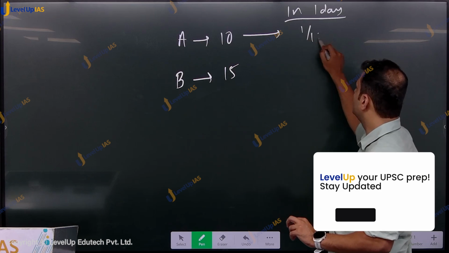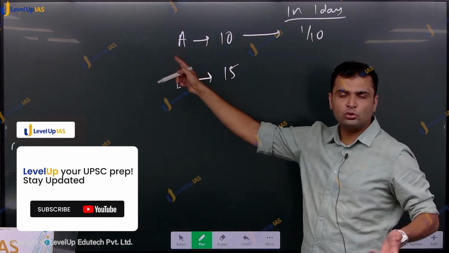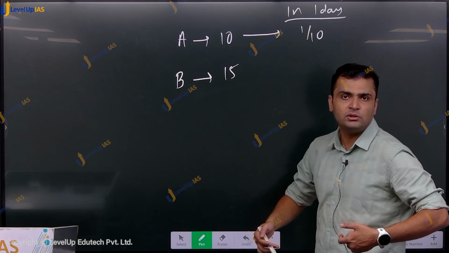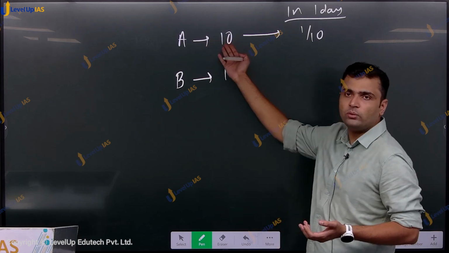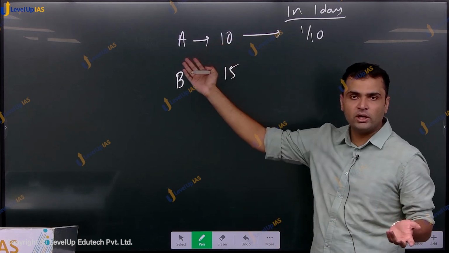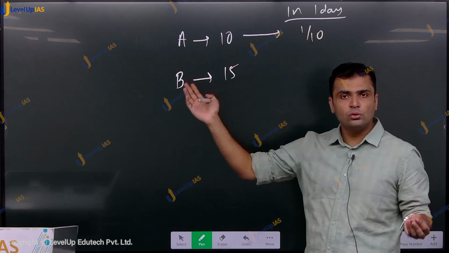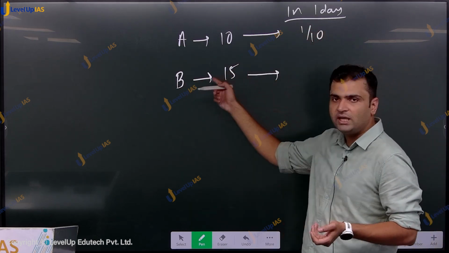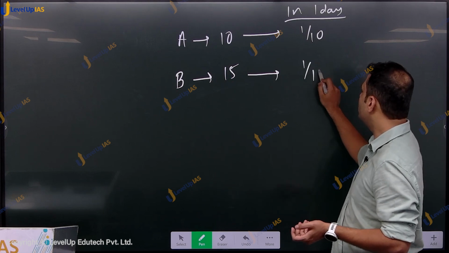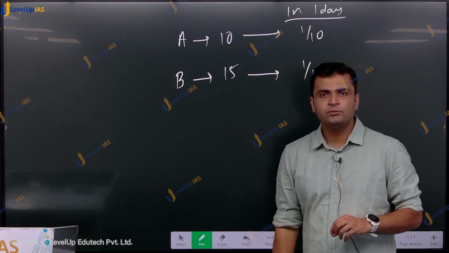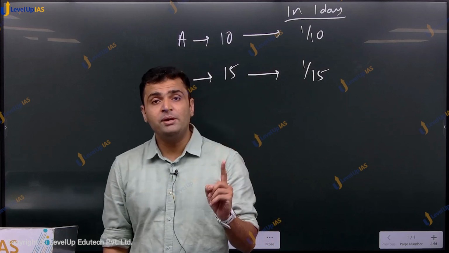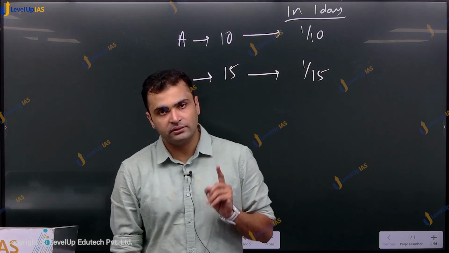1 by 10. 10 दिन में पूरा काम, तो एक दिन में कितना काम? उसका 1 by 10 काम, 1 by 10. एक दिन में, sorry, 10 days में full work. So in one day he will do 1/10 of the total work. And if B finishes the work in 15 days, B will finish 1 by 15 work in one day. We always try to find out how much work one person does in one day. That is what we find out.